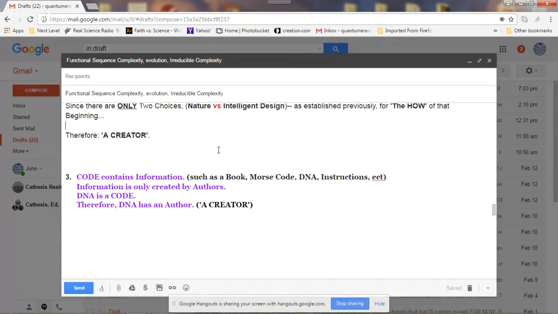Here's the syllogism for information for my first point. Code contains information, such as a book, Morse code, DNA, instructions. Information is only created by authors. DNA is a code, therefore DNA has an author, a creator. This is irrefutable.